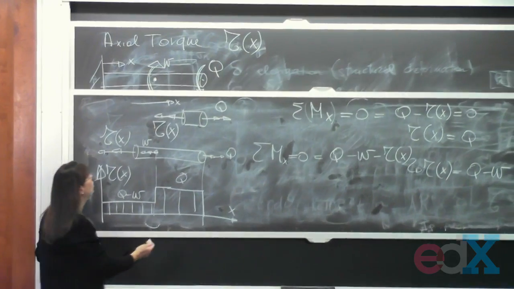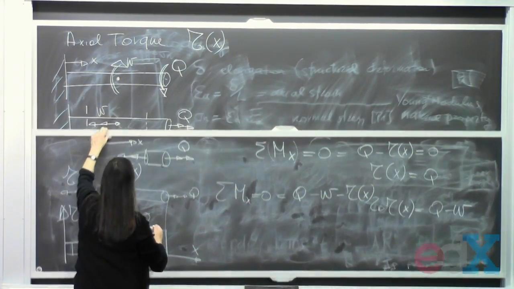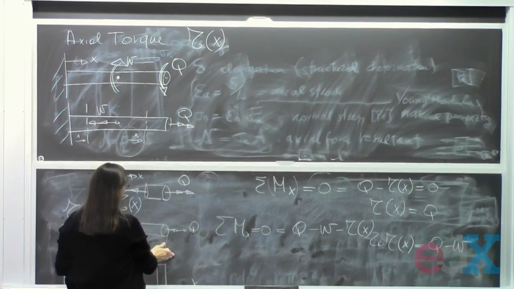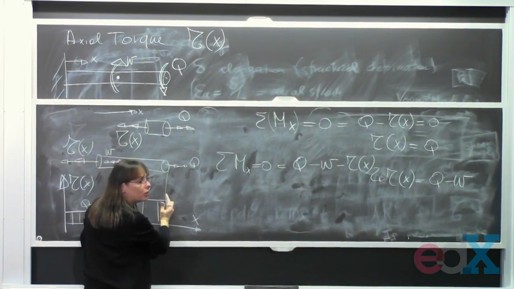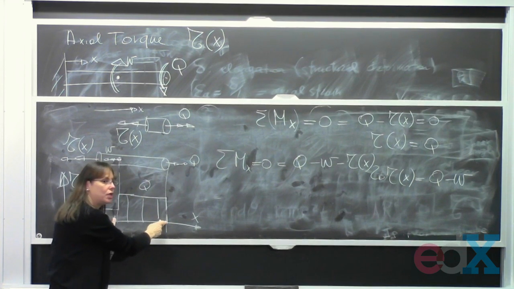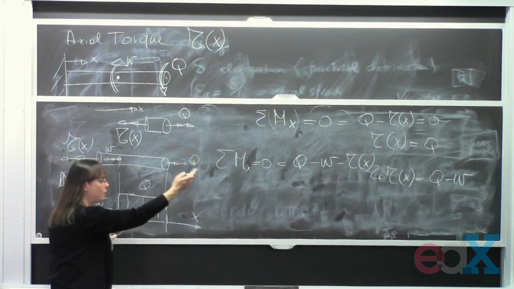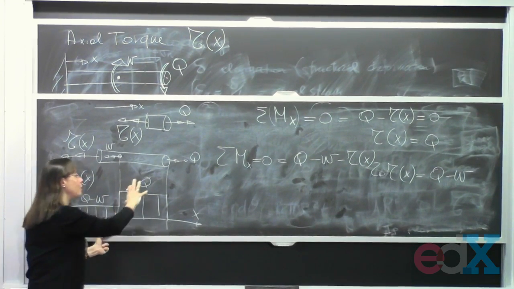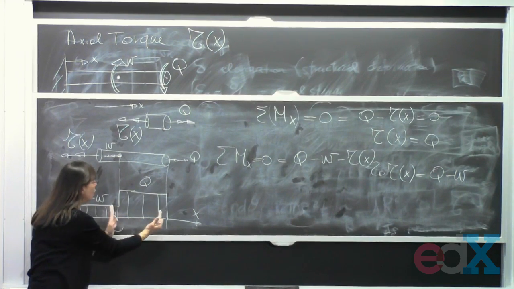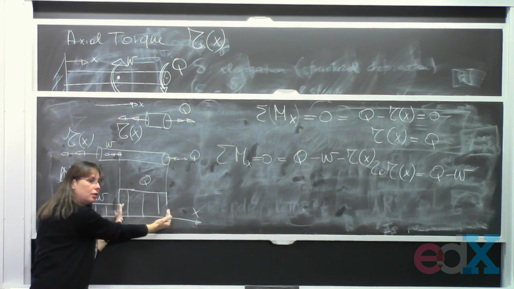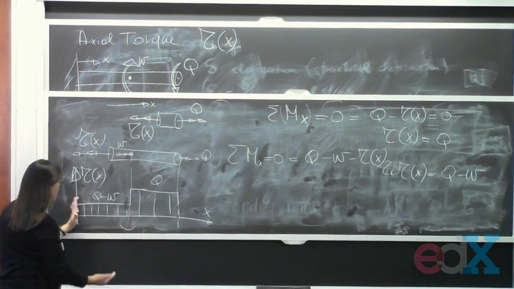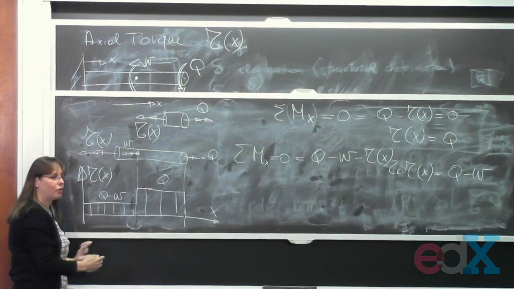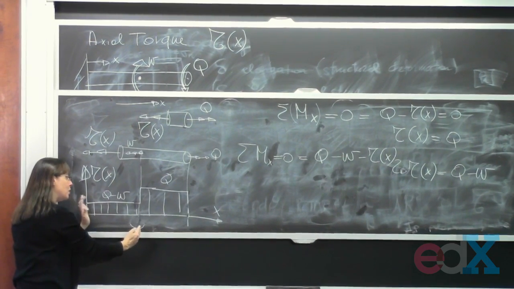Okay? So for this segment between here and here, I'm going to have this constant torque, Q. How do I find the angle of twist for this segment? I use my equation in which, in place of T, the axial torque resultant, I put Q. And I find the angle of twist from here to here. If I want the angle of twist from here to here, I substitute Q minus W for my torque. I find the angle of twist from here to here.